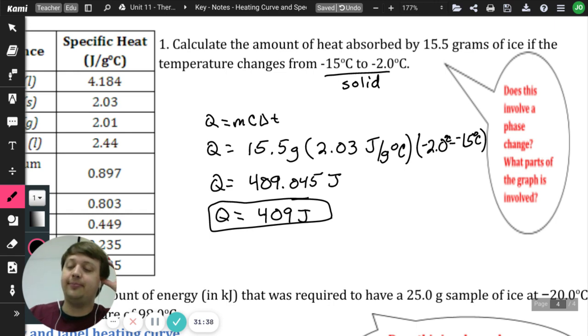I plug in my numbers, so I found my mass to be 15.5. The specific heat as a solid is 2.03 joules per gram degree Celsius. And then I did final minus initial, negative 2 minus negative 15. Plugged that into my calculator, and I found 409.045. Then I used my sig figs, and I found that my answer was 409.